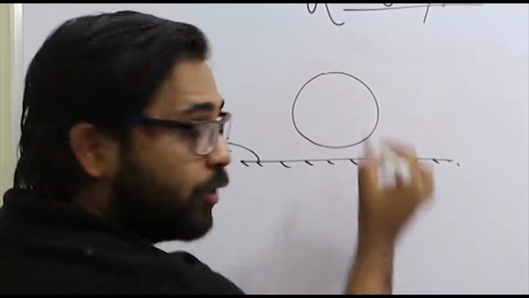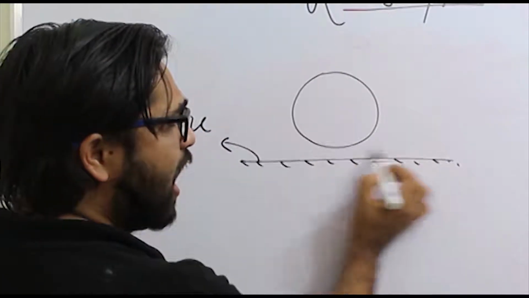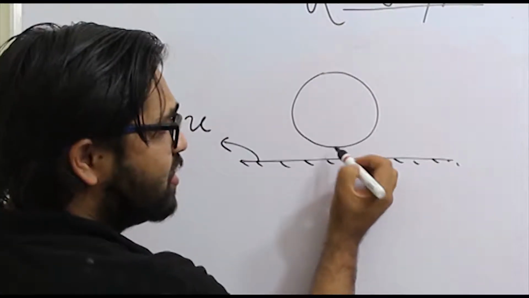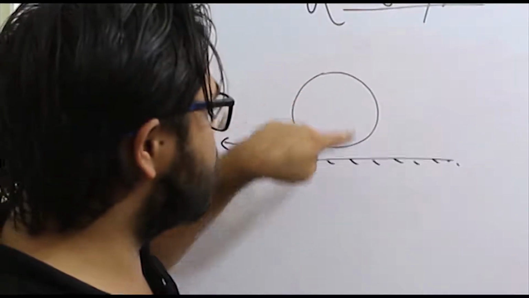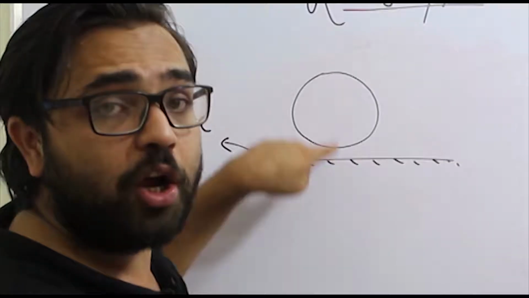Again, I'm leaving some gap here. You know why I do that? Because I have to draw arrows and make diagrams and write some values and all that. So I'm just leaving a gap. You can understand that this object which is rolling is of course in touch with the ground. That is, it is in contact with the ground.